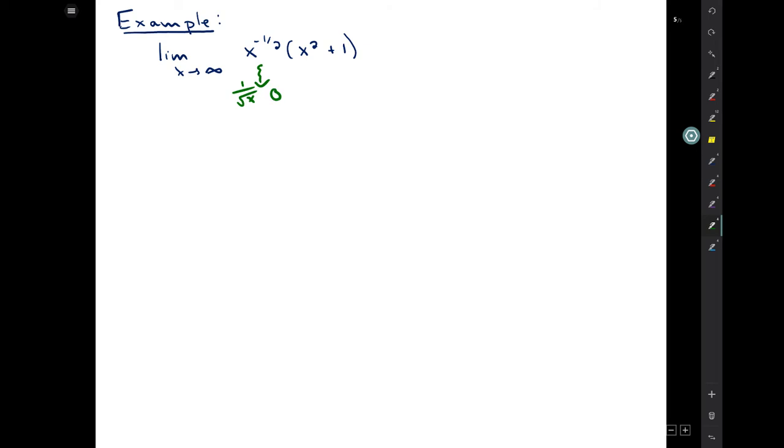This approaches 0. This is not very good mathematical notation. I wouldn't blame you if you have no idea what I'm talking about. This part of the limit, I have 1 over the square root of infinity. That part of the limit goes to 0. And then this part of my limit, infinity squared plus 1, that's going to go to infinity. So overall, this limit has the form 0 times infinity. And I don't know what this is equal to.